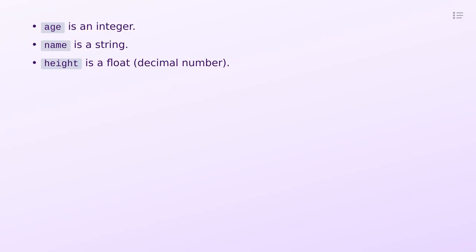First, age is an integer. Also, name is a string. Finally, height is a float, a decimal number.